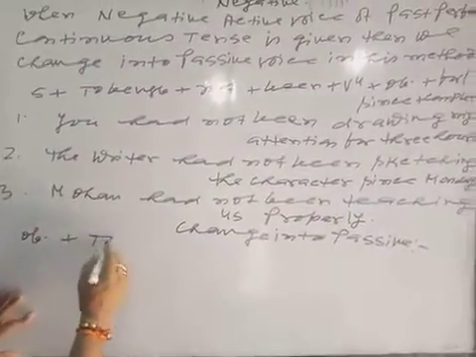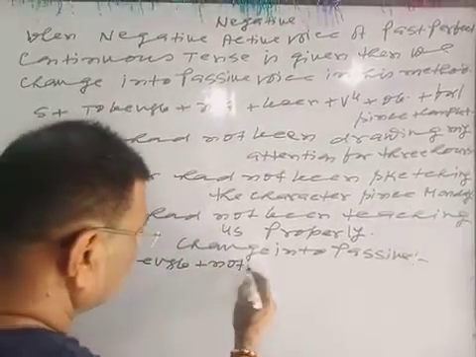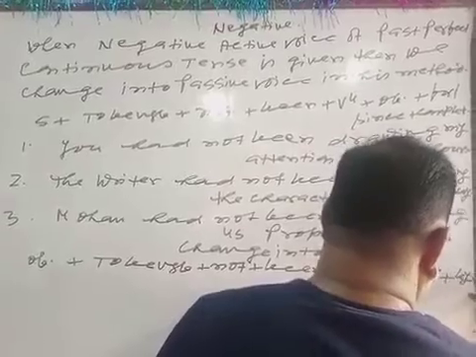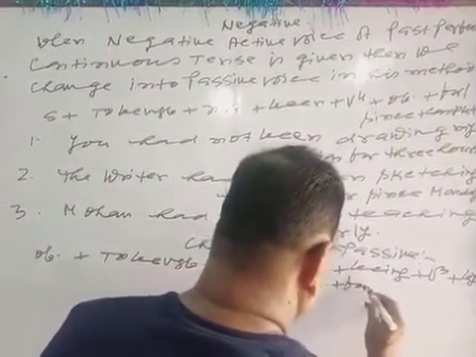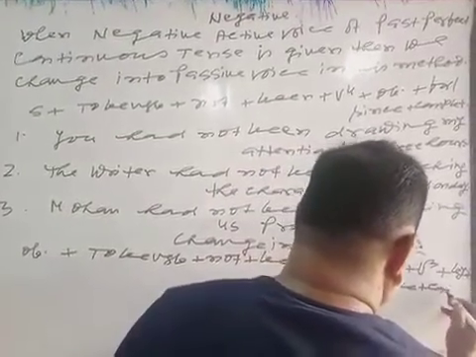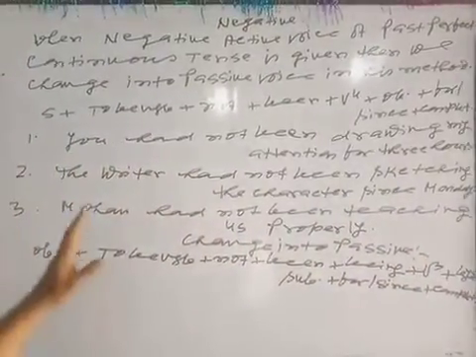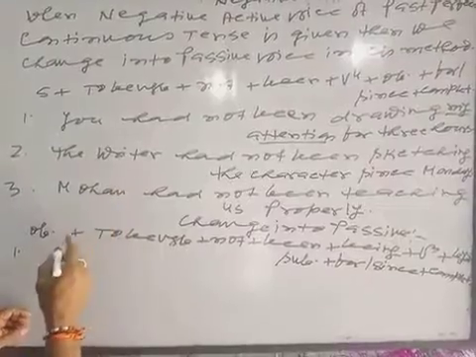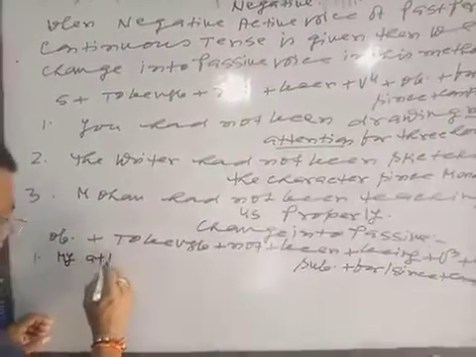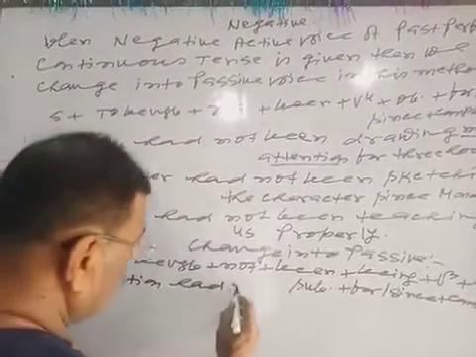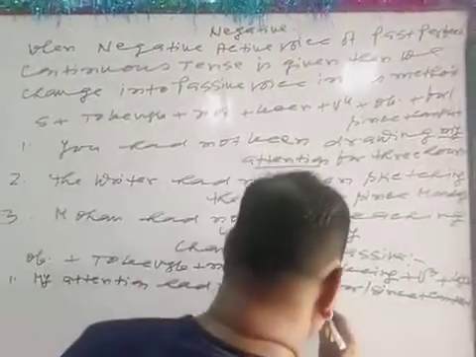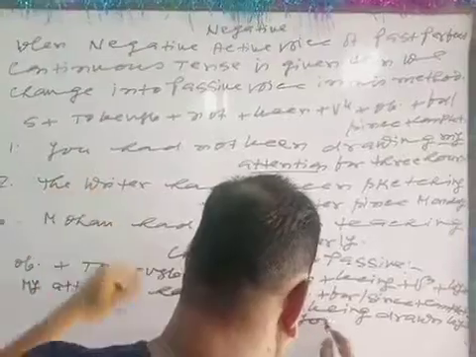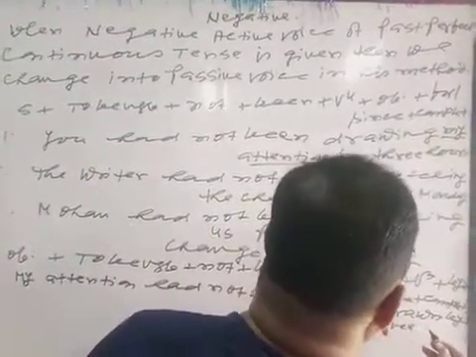Object, to be verb, not, been, being, BQ, by, subject, for, since, complement and then full stop. Now here is an object, my attention. In the first sentence, my attention is an object. My attention had not been being drawn by you for 3 hours.